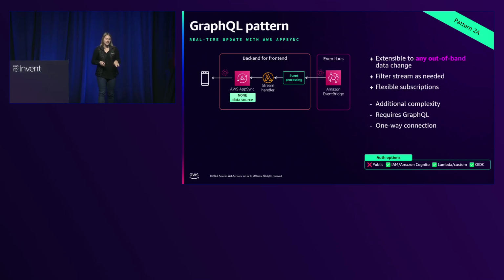From an authorization standpoint, AppSync is pretty flexible. It supports IAM, Cognito, Lambda for custom authorization, and one that's unique to AppSync, which is direct integration with OpenID Connect. So you can actually provide the API with your issuer URL, and when you pass it a token, it will actually go off and validate that token for you, so you don't have to write custom code.